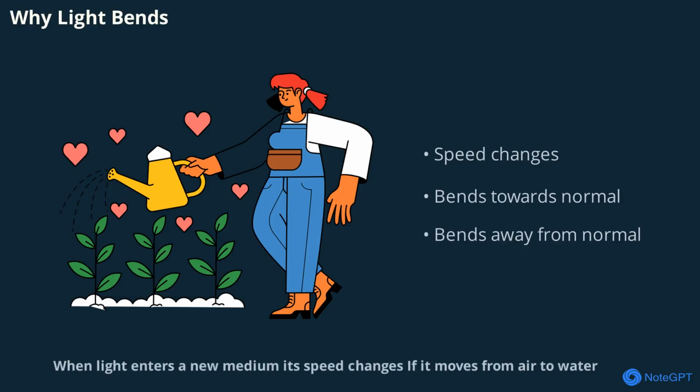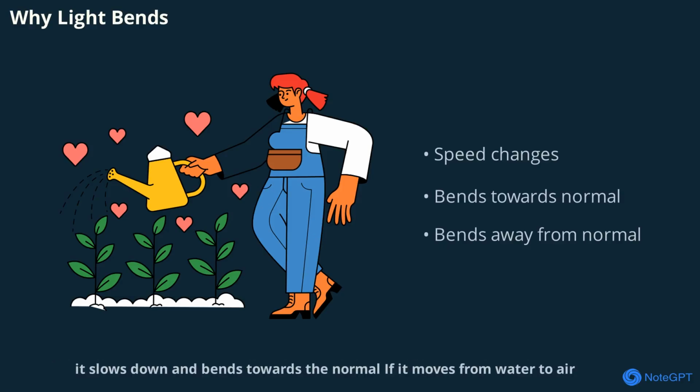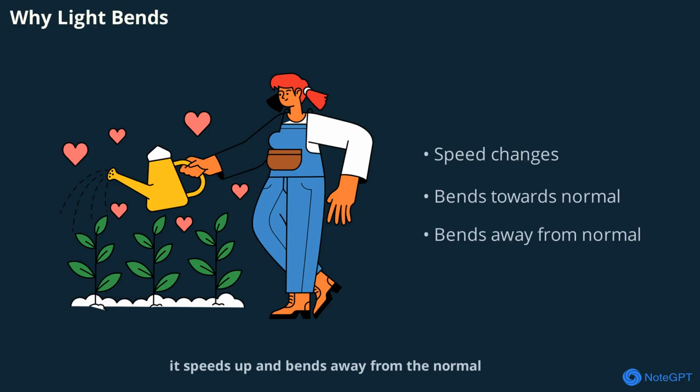When light enters a new medium, its speed changes. If it moves from air to water, it slows down and bends towards the normal. If it moves from water to air, it speeds up and bends away from the normal. This bending is what causes the refraction effect we see in everyday life.